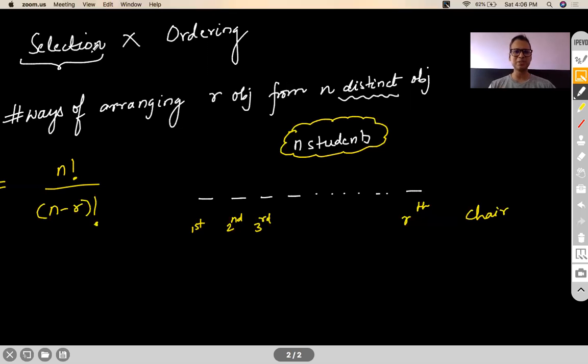I would like you to answer me: in how many ways can you fill the first chair? N ways, yes, because there are n students and you can pick any one of them to fill the first chair. So n options are there for you. So n ways to fill it up.